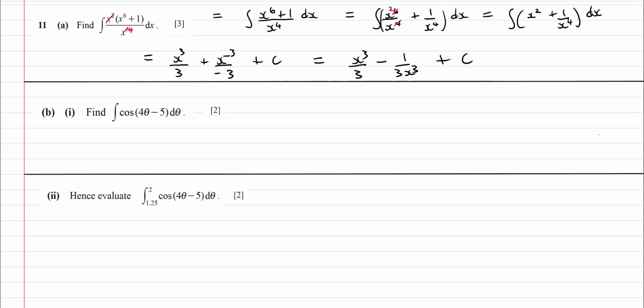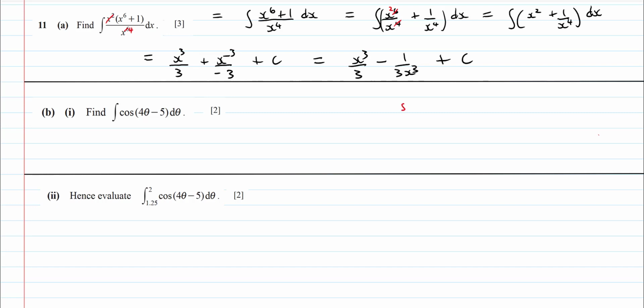B, part 1, we need to find the integral of cos of 4 theta minus 5. So one way to think about it is, all this integral sign is asking us is, what function did we differentiate to get cos of 4 theta minus 5? So if we differentiate sine of theta, then we're going to end up with cos of theta. So let's start there, but we'll look at it in general terms.